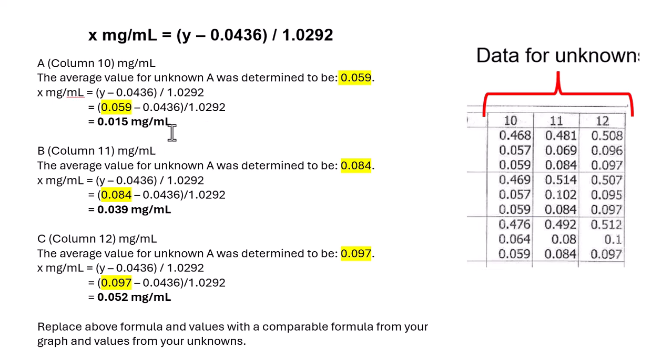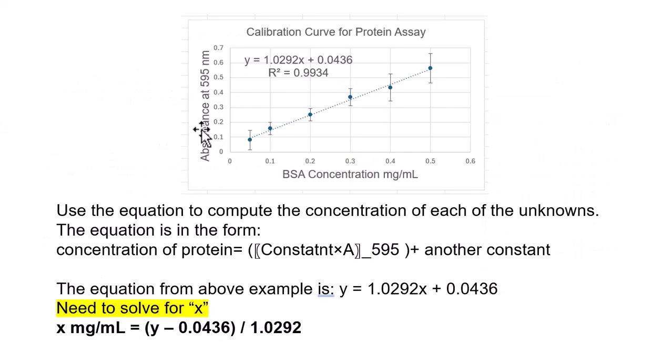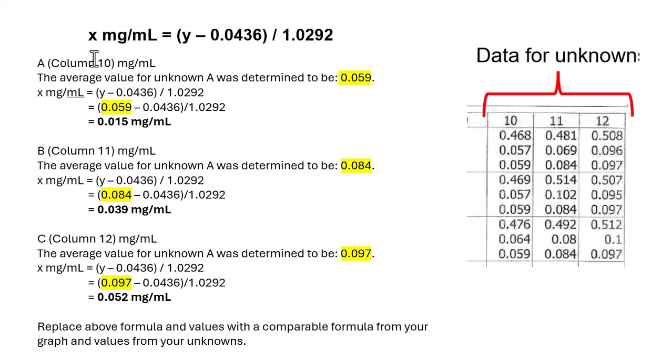To get the concentrations, we just need to put an absorbance value into the y position in this formula. Because the y-axis is absorbance, we want to know what that gives us for concentration on the x-axis. And so this is our formula for calculating x. If we take the average values, we can calculate the concentrations based on each of the average values. Here, I just happen to say unknown A, B, and C, which is actually columns 10, 11, and 12, respectively. And we can see a calculation that there's an increasing amount in each of these.